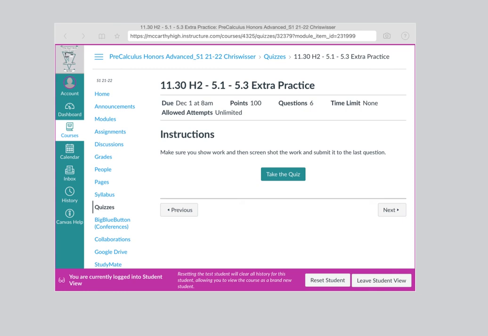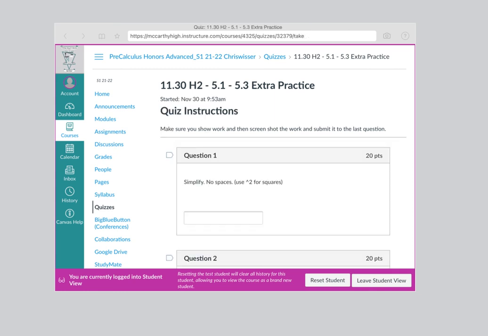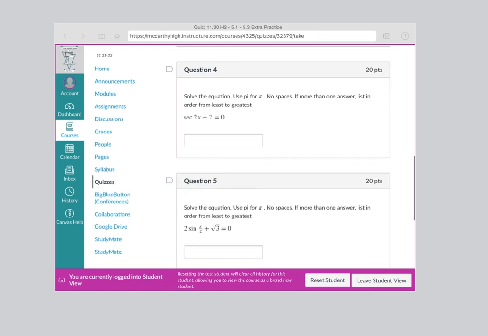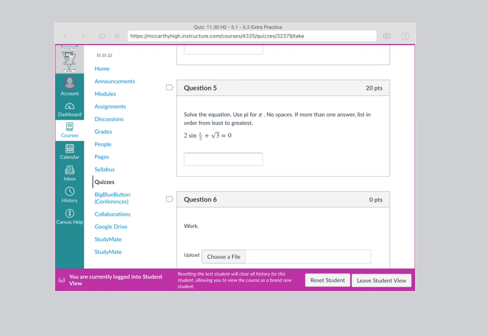The extra practice is the homework and it will be graded. Like I'll grade it like I do a WebAssign. So the questions are there. They're all fill in the blank so you can practice filling in with PI instead of pi. So you can practice no spaces, all that stuff, and in order of least to greatest.